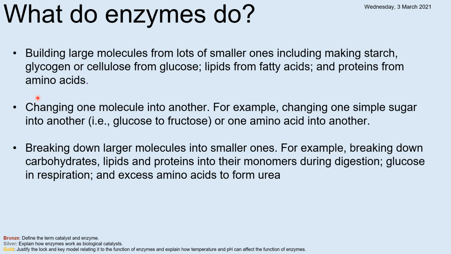What do enzymes do then? Enzymes make larger molecules from lots of smaller ones, including making starch, glycogen or cellulose from glucose, lipids from fatty acids, and proteins from amino acids. They can change one molecule into another, for example, changing one simple sugar into another, such as glucose into fructose, or one amino acid into a different amino acid. On the flip side, they can break down larger molecules into smaller ones. So breaking down carbohydrates, lipids, and proteins into their monomers during digestion, glucose in respiration, and excess amino acids to form urea, which is your waste product.